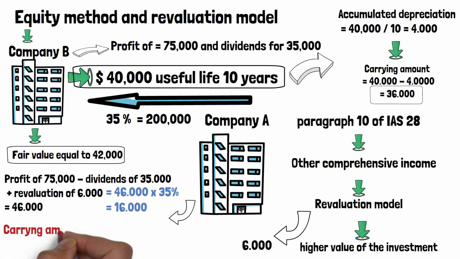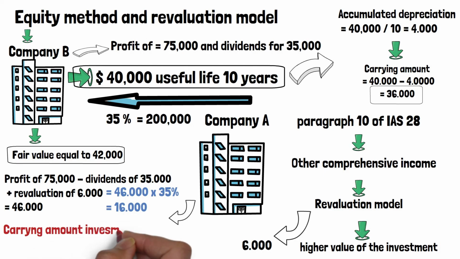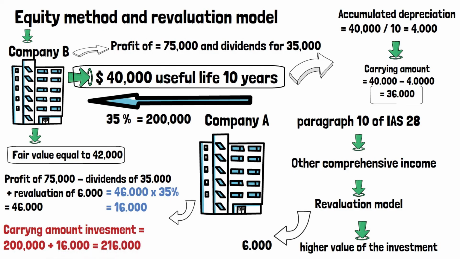And since we know that the initial balance of the investment is 200,000, the carrying amount of the investment at the end of year 1 equals 216,100. I hope this example has been useful to you.